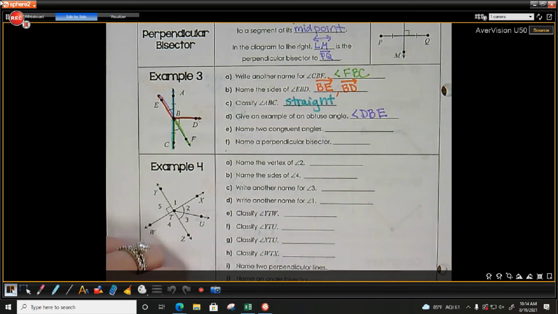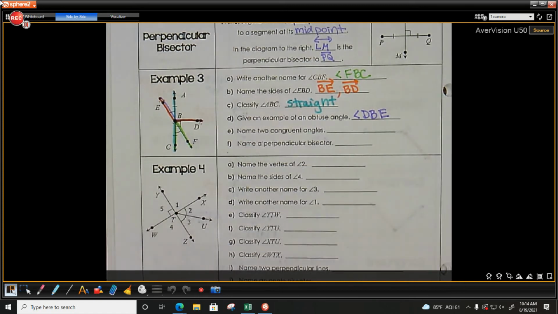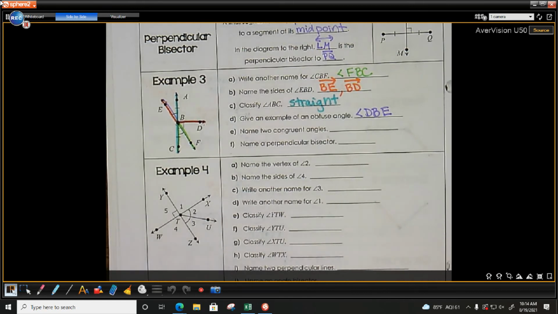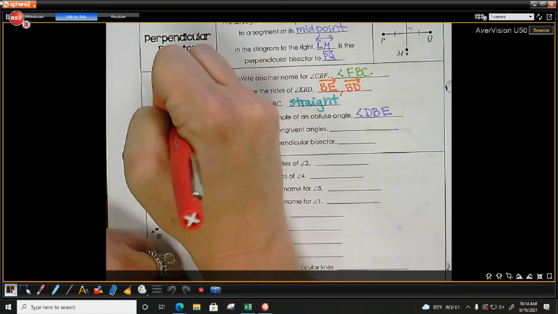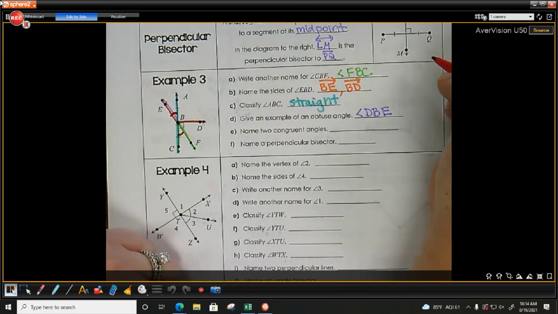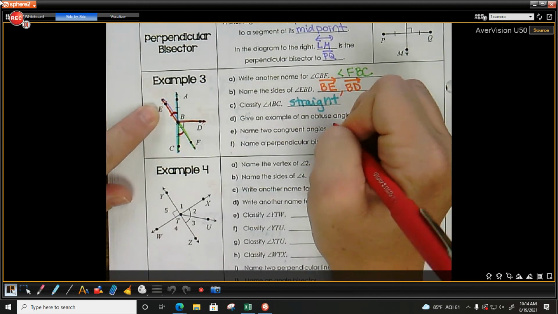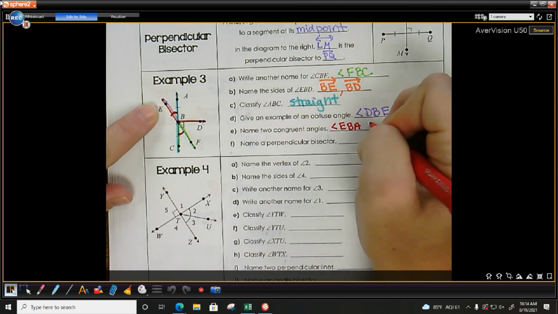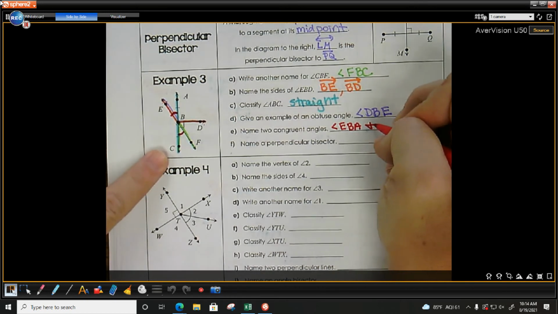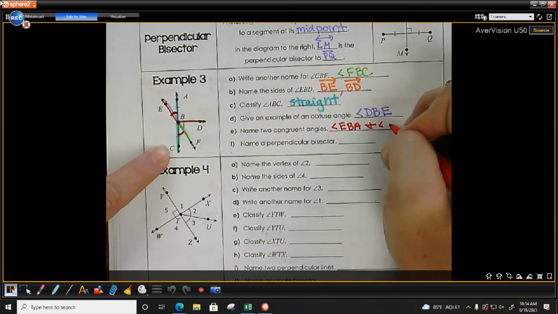Okay. Name 2 congruent angles. Do we remember on a picture how you can see if you have congruent angles? It's the little curve in the angle. Okay, do I see this right here and this right here? That means those are congruent angles. So I can say angle EBA, and that's my congruent symbol, guys. Angle FBC.